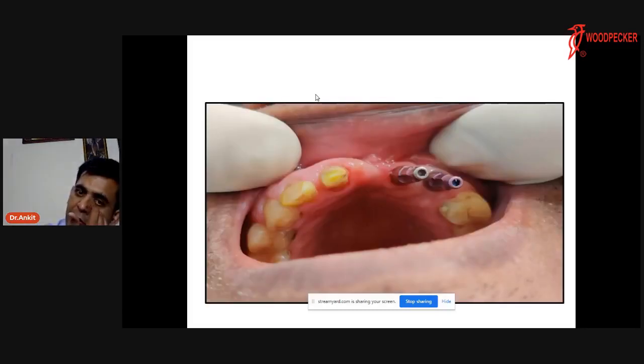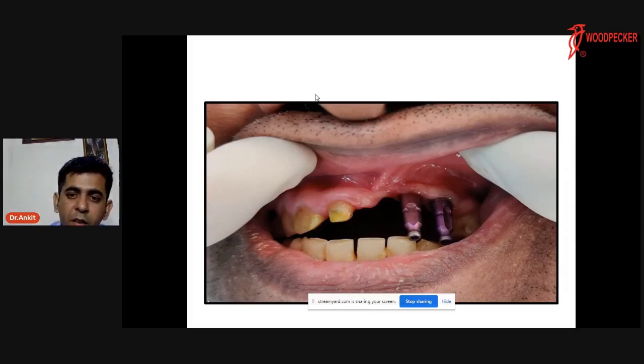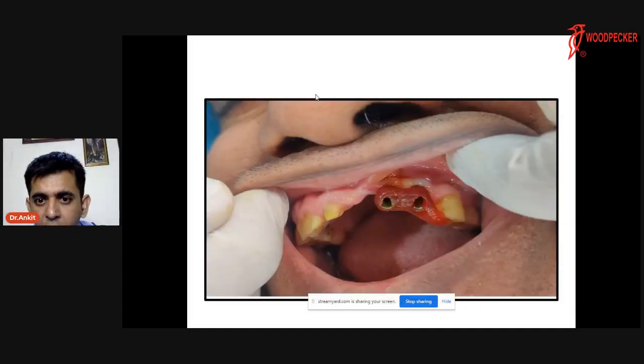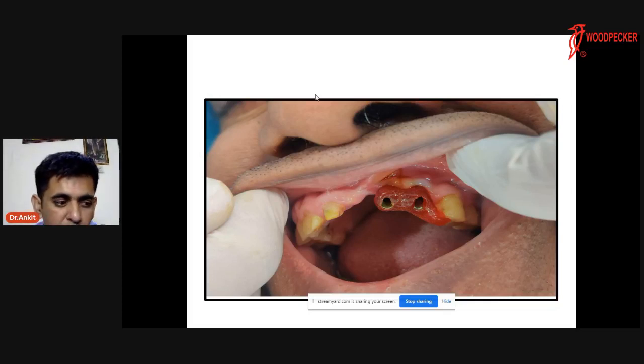Now, this is what we see after 6 months. These are the placement of the impression copings, right? You can appreciate the condensation of the attached gingiva there, and this is how it looks from the frontal aspect. And these are the placement of zic trials, right? And after the impression copings, we did a zic trial, and we fixed and confirmed it from other aspects that we are doing it.